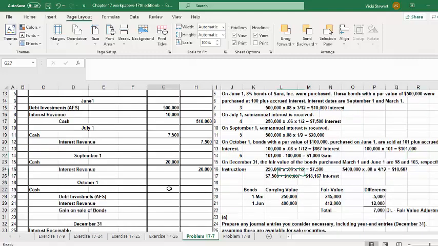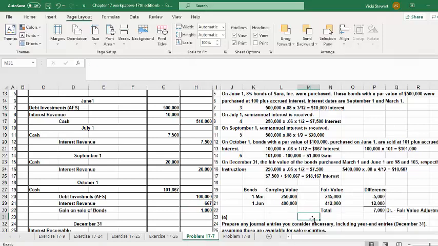So to record this entry, we would debit cash for $101,667. We would credit our debt investment account for the par value, $100,000. We would credit interest revenue for the $667 for the 1 month of interest, and we would credit gain on sale of bonds for $1,000.